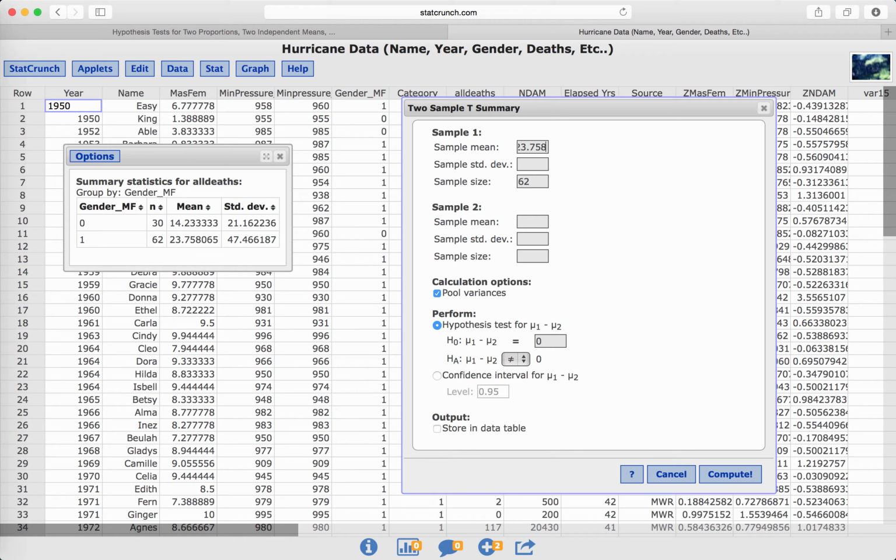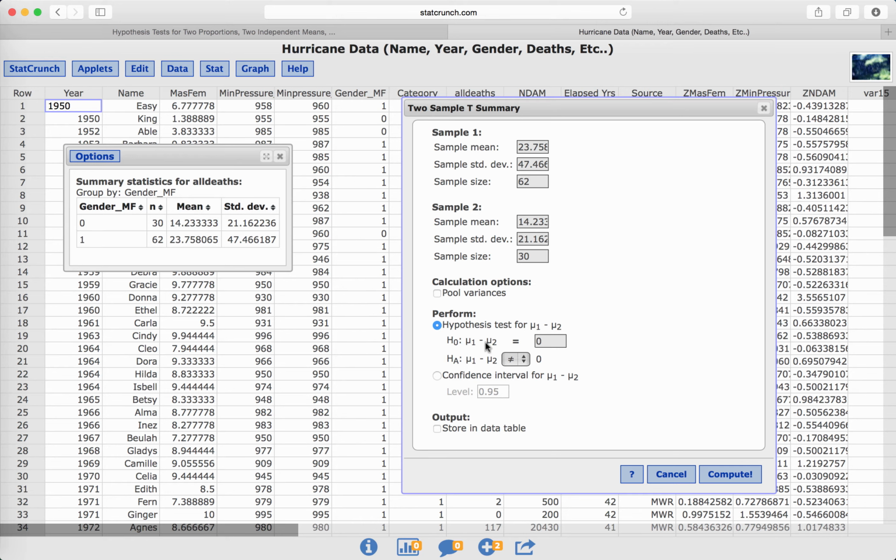47.466. Sample 2, this was the other group for the male hurricanes. The sample mean we see is 14.233. Sample standard deviation is 21.162. And the sample size is 30. We are not going to pool the variances, and that's consistent with what we talked about earlier in the module. We can't assume necessarily that the standard deviations are equal, and if you look, it doesn't look like they are coming from the same population here.